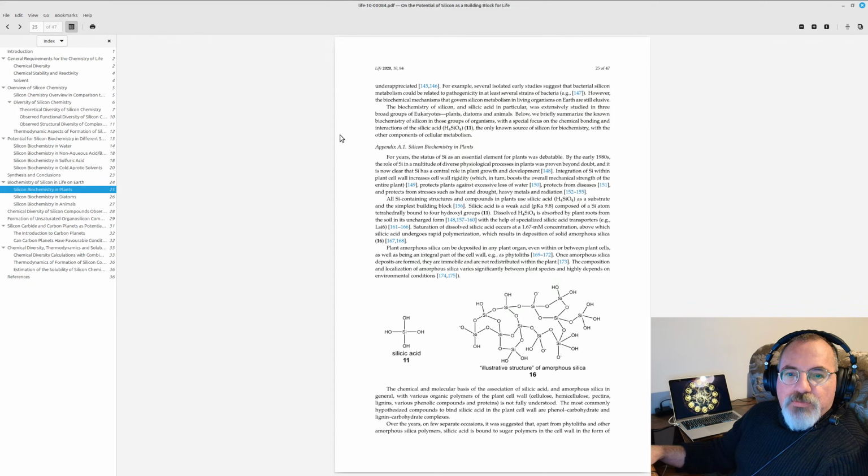The biochemistry of silicon and silicic acid in particular was extensively studied in 3 broad groups of eukaryotes: plants, diatoms, and animals. Below, we briefly summarize the known biochemistry of silicon in those groups of organisms, with a special focus on the chemical bonding and interactions of the silicic acid, H4SiO4, the only known source of silicon for biochemistry, with the other components of cellular metabolism.